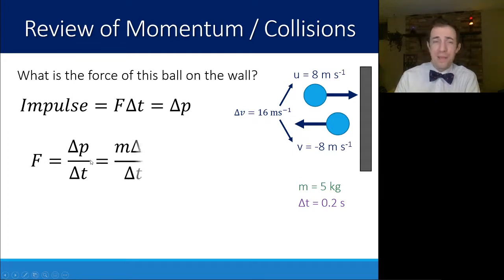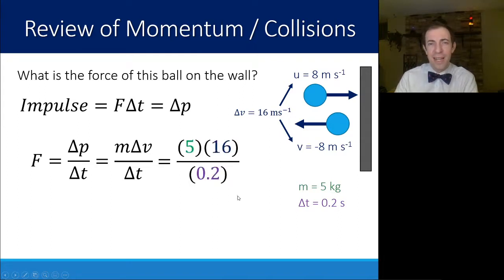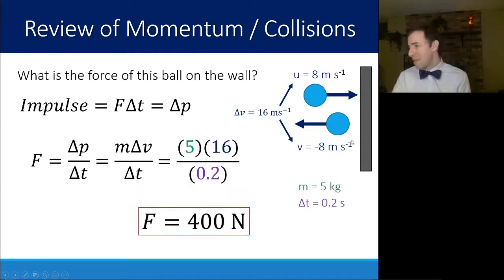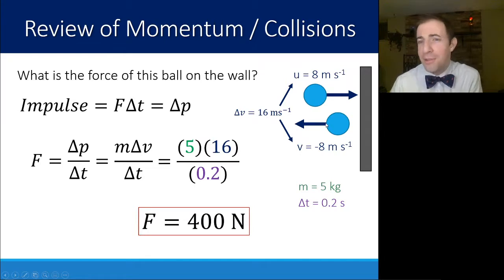Change in momentum is just the mass times the change in velocity, that's 16. So plugging in the values that I know, I can find that the force of this ball on the wall is about 400 newtons. And likewise, the force of the wall on the ball is 400 newtons, just in the opposite direction. Molecules work like this as well. In this case, this is an elastic collision because 8 meters per second in results in 8 meters per second out. Kinetic energy before and after is exactly the same.